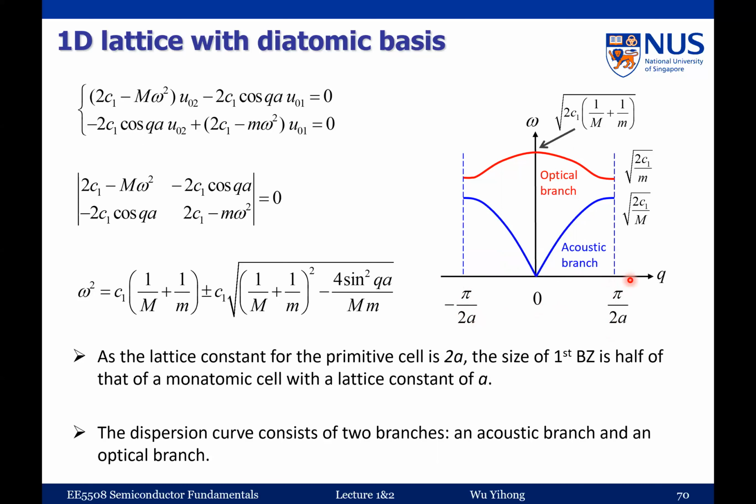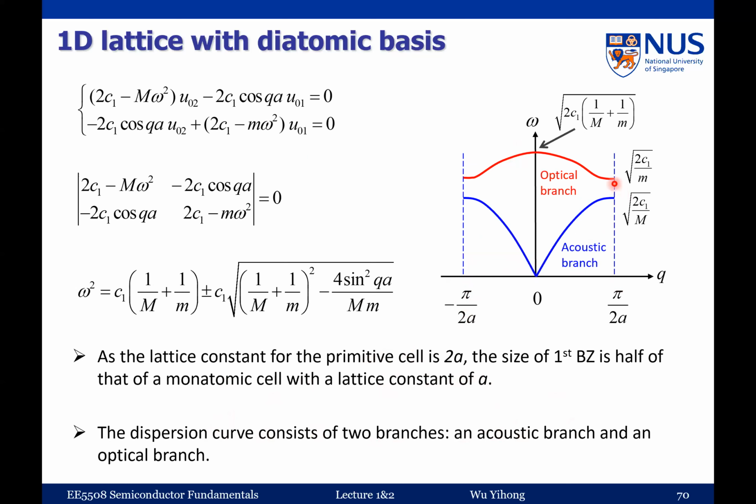So why is this the case? This is because for the diatomic chain, the period of the lattice in real space is 2a instead of a. That's the reason why the first Brillouin zone in reciprocal space becomes smaller, because they are opposite to each other. Okay, so that is explained here. And the dispersion consists of two branches, which I already explained, right?